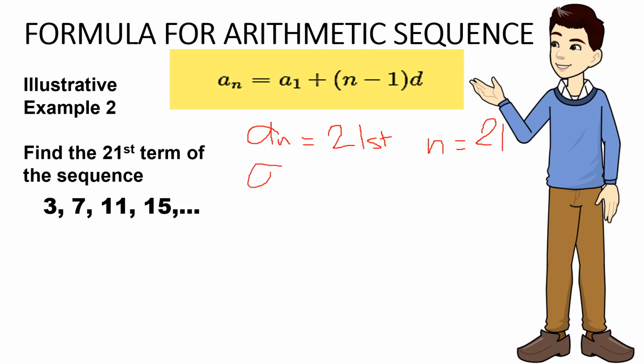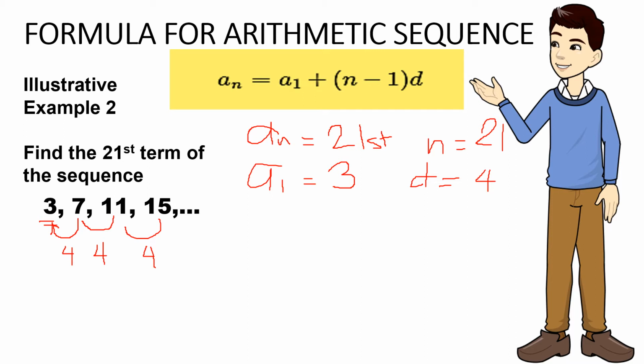Okay, then A sub 1 is equal to 3. So first term natin, ito, 3. Then sa common difference, subtract lang natin ulit. We have 7 minus 3, 4. Check natin kung magiging common. Yes, 4 pa din siya. So the answer for common difference denoted by letter D is 4.